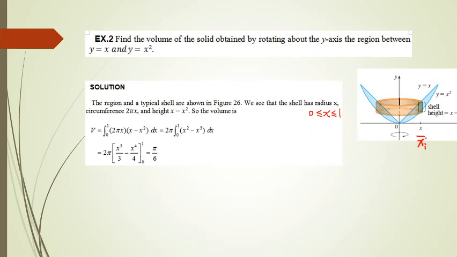So if you use the x notation, the shell radius is x, and then the circumference will be 2 pi x, and the height will be x minus x squared. Then it's the same, the volume formed in this way. You move 2 pi outside, then it's a polynomial in x, then you find the antiderivative. Finally, you get the solid's volume, it's pi over 6.